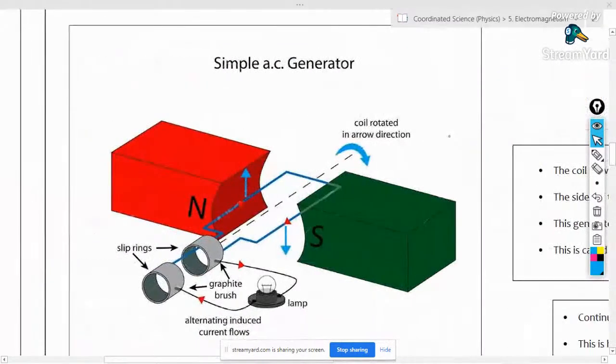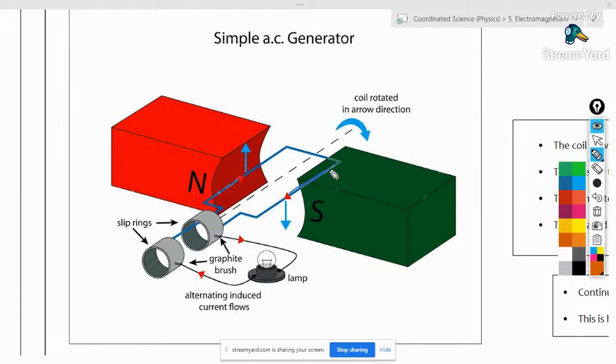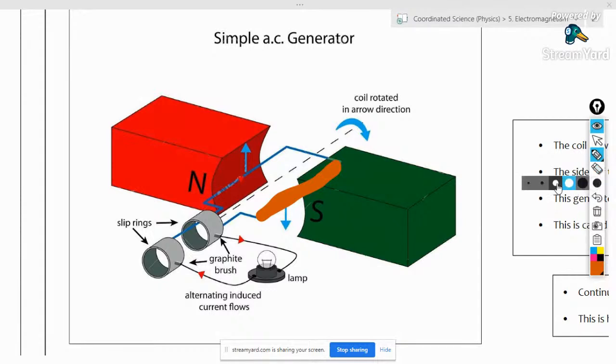So now let's go back over to this AC generator. So just look what's happening over here. Let me pick another color here. Okay, so we have two parts of a wire. We have this side of the wire, and I'll pick a more visible color, a little thicker. So we have this side of the wire over here, which is moving downward. So this side of the wire is moving down.